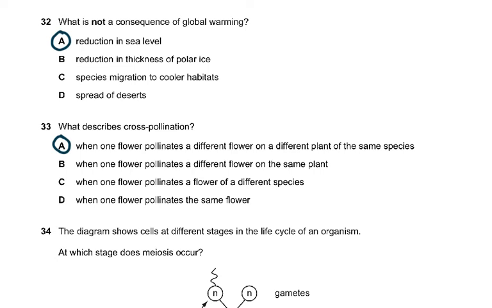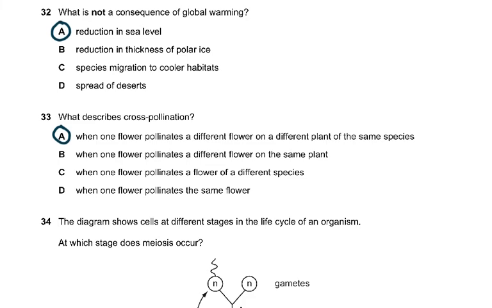Question 32. What is not a consequence of global warming? So you have to think that all the others are consequences. Reduction in thickness of polar ice is because of global warming. Species migration to cooler habitats is global warming. Spread of deserts is global warming. So the only thing which wasn't global warming was reduction in sea level.